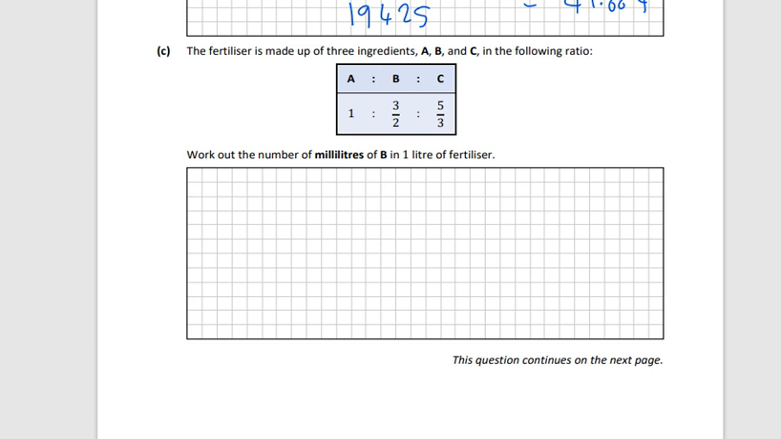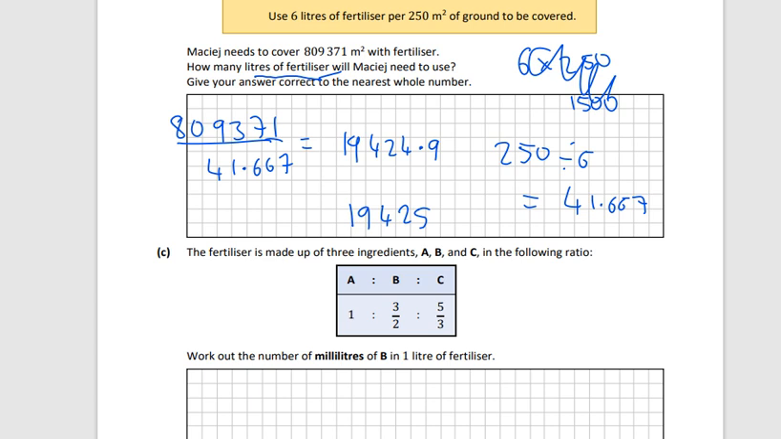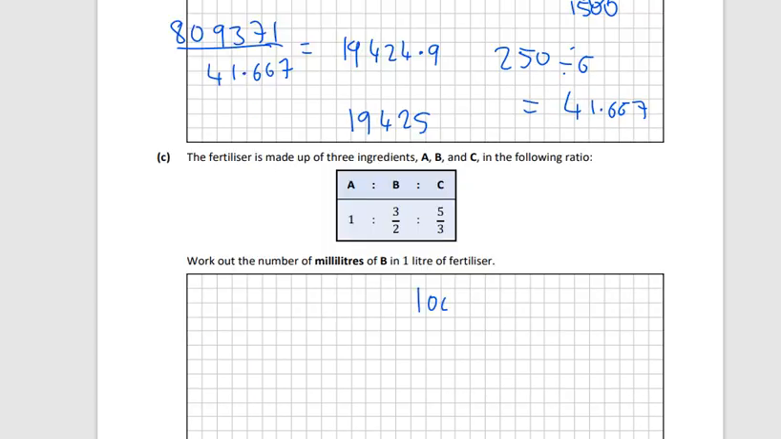The fertilizer is made up of the 3 ingredients in the ratio. Work out the number of millilitres of B in 1 litre of fertilizer. Well, 1 litre is 1,000 millilitres. That's what we're going to be dividing up. Now, for the ratio, I would multiply everything by 6, and you'll see why in a second. It'll be 6 is to, if I multiply 3 over 2 by 6, gives me 9. And if I multiply the 5 over 3 by 6, it gives me 10. And that just eliminates all the fractions. It just makes it easier to read.